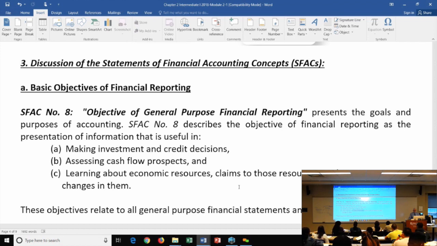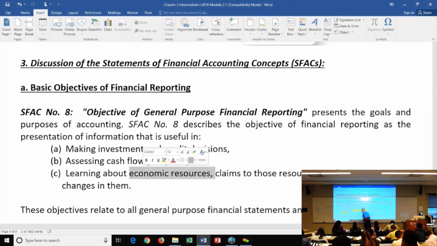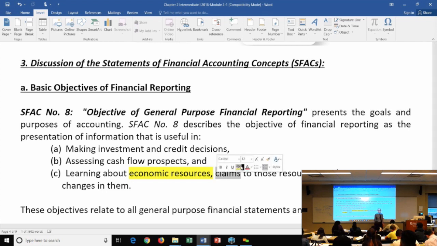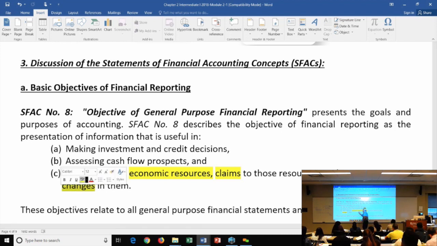And then we want information that enables us to assess economic resources, claims, and changes. Now, this is just a disguised way of saying what? Well, learning about economic resources, what are economic resources in a company? What's another word for it? Assets, right. So the claims against assets are what? Liabilities and equity, right? Because there's a creditor claim and an owner claim. And how do assets, liabilities, and equity change? They change by income and cash flow, right? By generating income and cash flow.